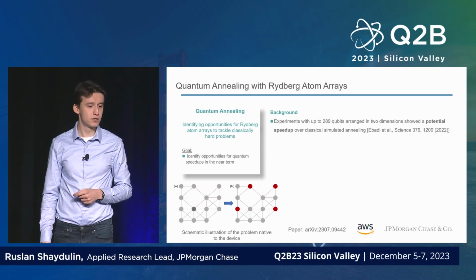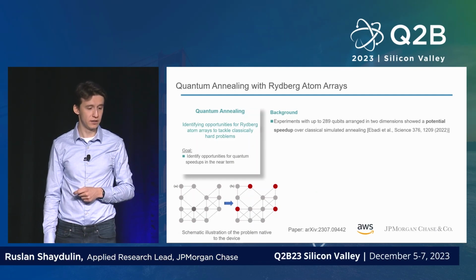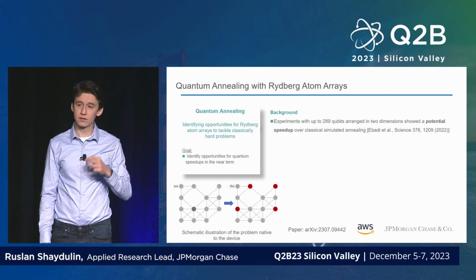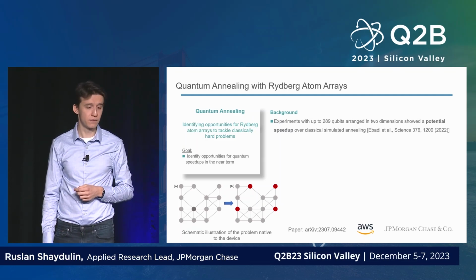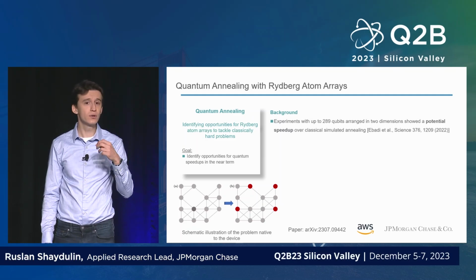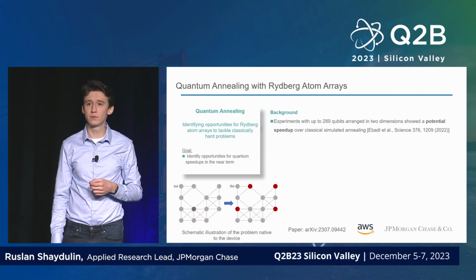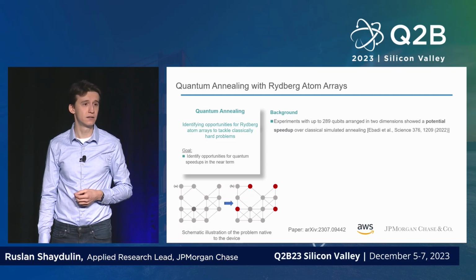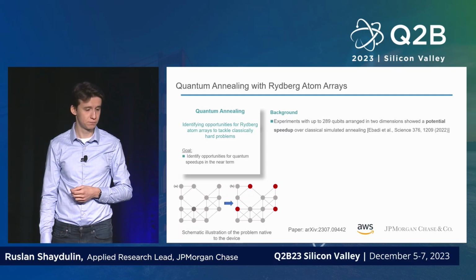Let me switch gears and talk about our work on quantum annealing. Here, our starting point was the claim, this demonstration of an experiment with up to 289 qubits on a 2D Rydberg atom array, which showed a potential for quantum speedup over simulated annealing. And our goal was really to understand this potential.